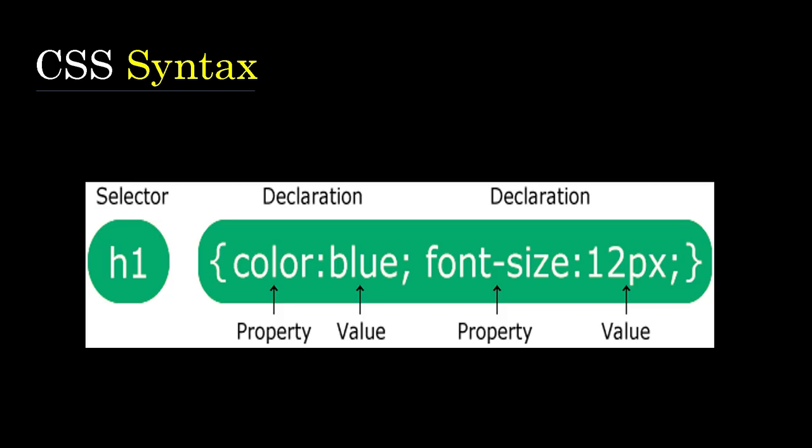First we have to see CSS syntax. A CSS rule consists of a selector and a declaration block. The selector is used to mention which HTML element we want to style. Declarations are written inside the curly braces, and CSS can have multiple declarations. Each declaration has a property and a value, and each declaration is separated by a semicolon. We are going to see examples in VS Code.